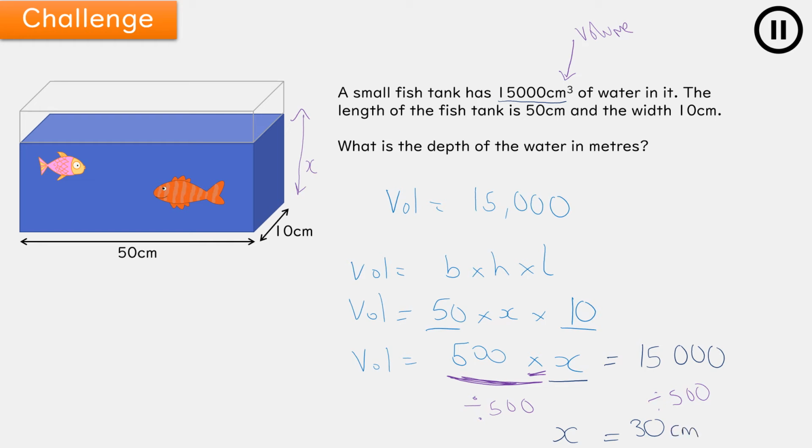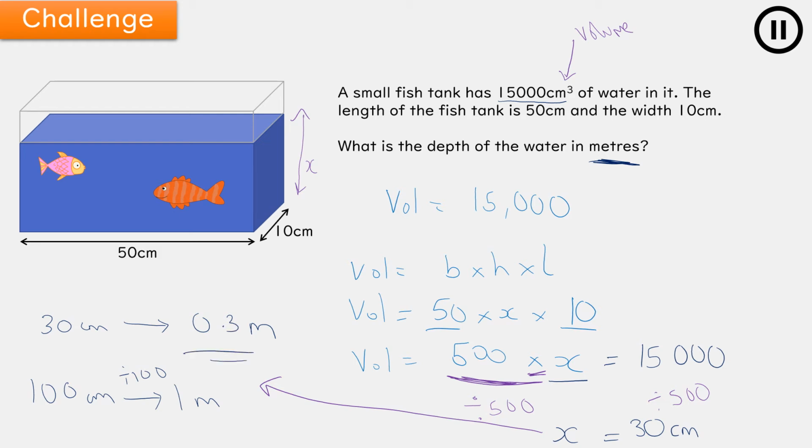However, let's have a look. What's the depth of water in metres? So we do need to read the question and make sure we're giving it what we want. I need to change 30 centimetres into metres. How do I do that? Well, 100 centimetres equals 1 metre. Therefore, I've got to divide by 100. So I should get 0.3. It's a little bit sneaky at the end there, asking for metres. Just make sure you read the whole question.